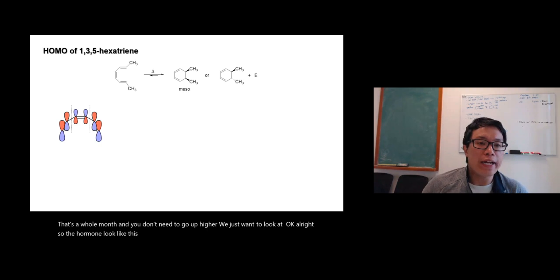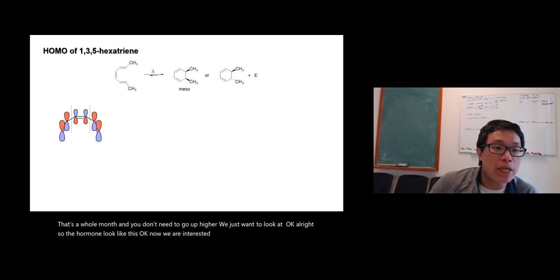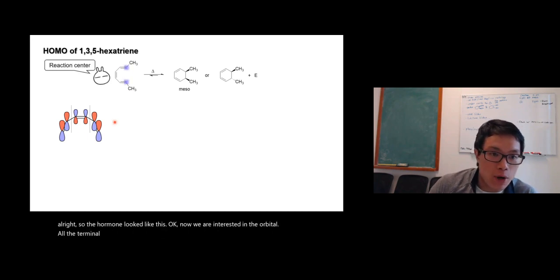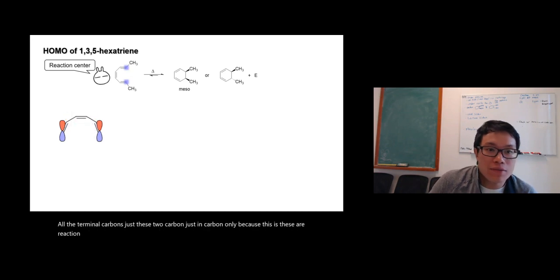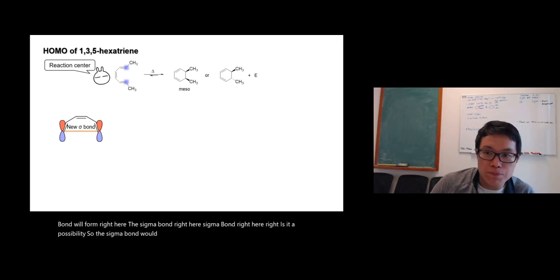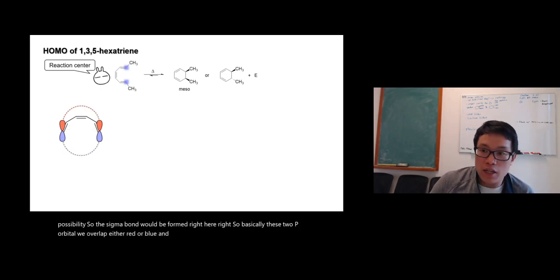Okay. Now we are interested in the p orbitals of the terminal carbons. Just these 2 carbons, just the end carbons, only because these are the reaction centers. The rest, I don't care. It could look like anything else. There will be overlapping between these. If you look at the reaction, the new sigma bond will form right here. All right, this is a possibility. So the sigma bond will be formed right here. Basically, these 2 p orbitals will overlap either red and red or blue and blue. Could be either one.